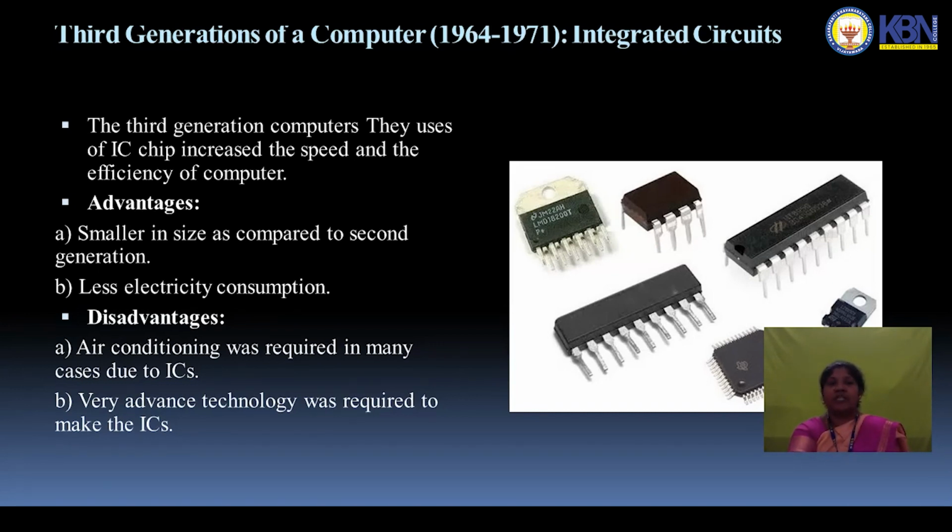In the disadvantages, the third generation also needs air conditioning in many cases due to the IC circuit boards. And see the next one, very advanced technology was required to make the IC. So it is a problematic situation to make good integrated circuits. It is the complexity of making those integrated circuits. Okay, now see the fourth one.